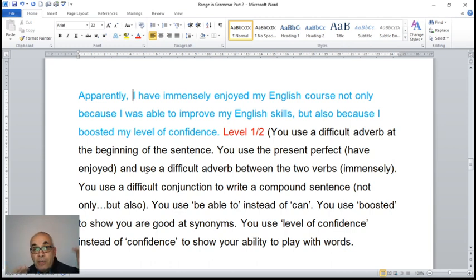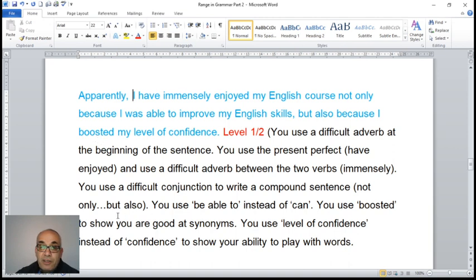So not only but also is a difficult conjunction, and you are using it in this sentence to join the two sentences together. "I have immensely enjoyed my English course, not only because I was able to improve my English skills, but also because I boosted my level of confidence." So I repeat, not only but also is a level 1, level 2 conjunction.